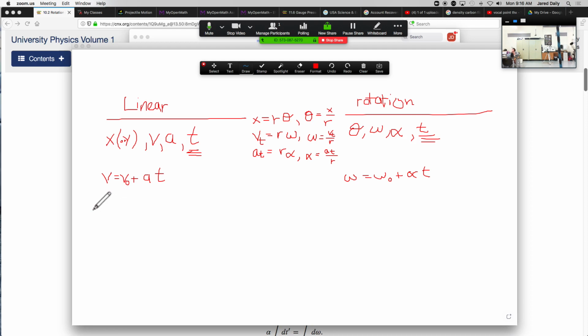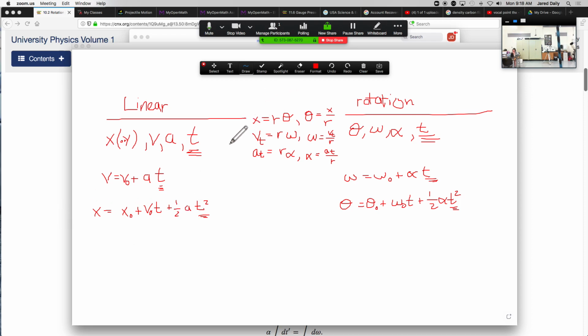And we have another one that says x or y equals x naught plus v naught t plus 1/2 at squared. Right? And over here we get theta final equals theta initial plus omega naught t plus 1/2 alpha t squared. And again, the t's are the same on each side, right? So if you're working with linear and rotational, like the string coming off of a fishing reel or a wheel turning on a car or something where something rotational becomes something linear or vice versa, the t is always the same between them, linear and the rotational.